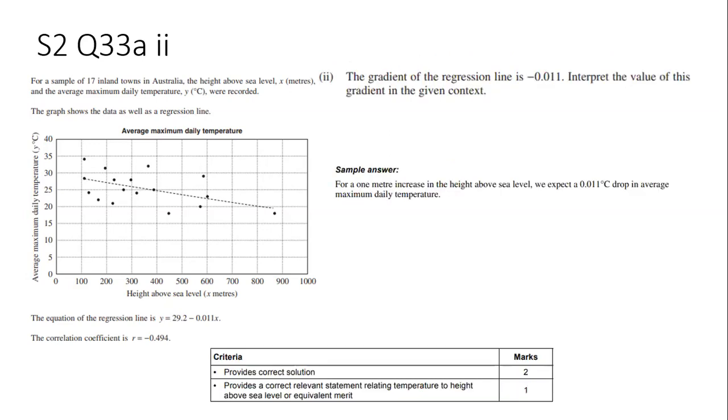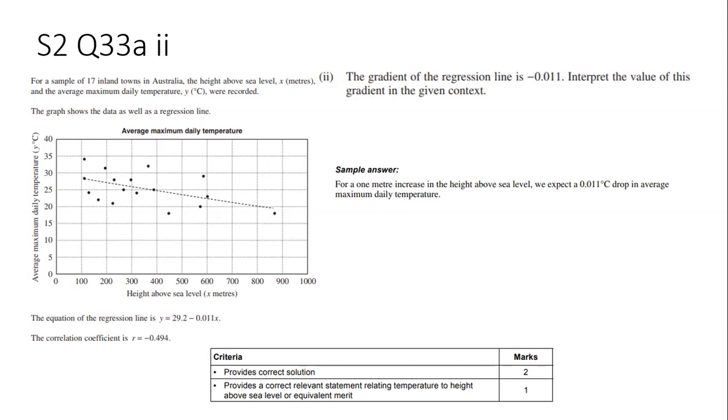Part two was a little bit more complicated because it needed the kids to identify what the gradient in this context actually meant. So not finding the gradient, but understanding it. And this is where a number of students gave a variety of responses, but in the sample answer, we're looking for: for every 1 metre increase in the height above sea level, we can expect a 0.0011 degrees Celsius drop in average max daily temperature. Not a great deal of students were able to explain themselves explicitly with this in terms of the decimal value.